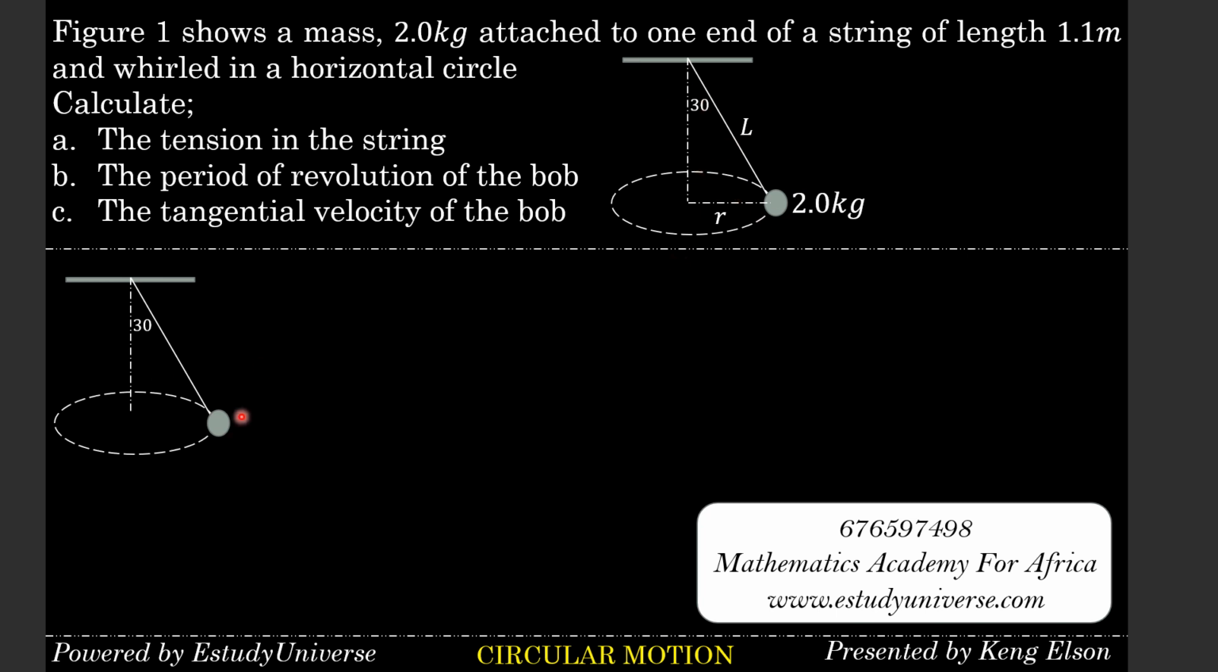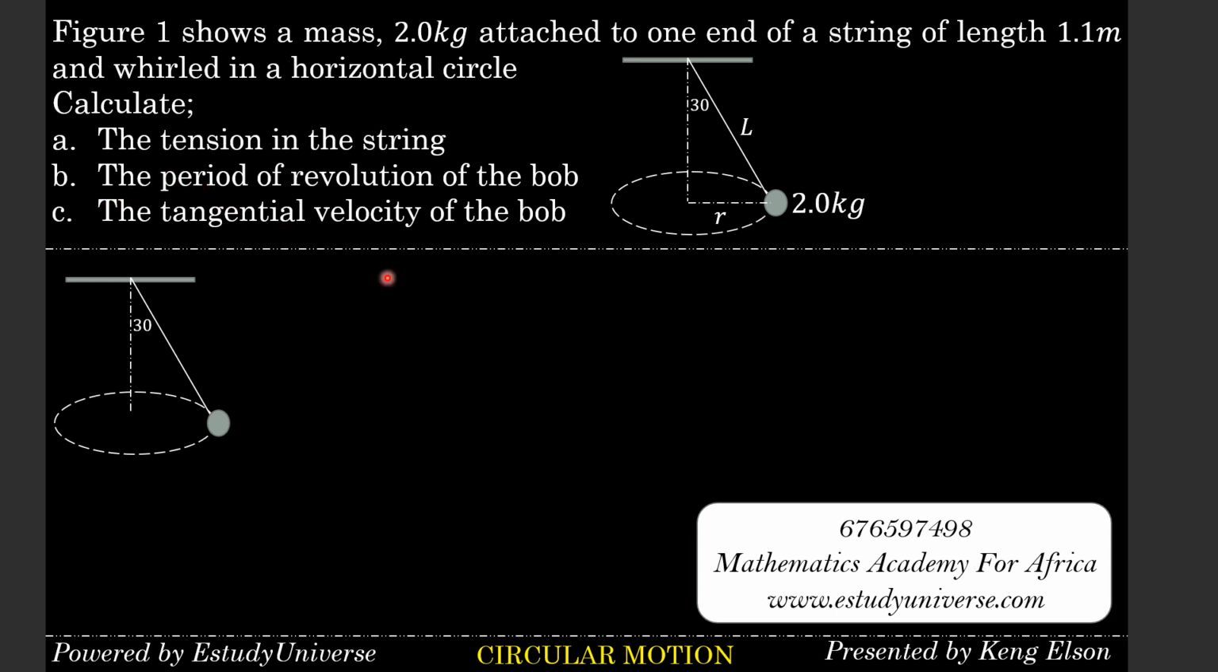We have a ball. It is attached to a string, and the string makes an angle of 30 degrees with the vertical. It is wheeled round in a horizontal circle, so the ball describes circular motion. You have the radius of the path, the length of the string that was also given to you, and the mass of the ball that was given to you. So the first question is asking us to find the tension in the string.